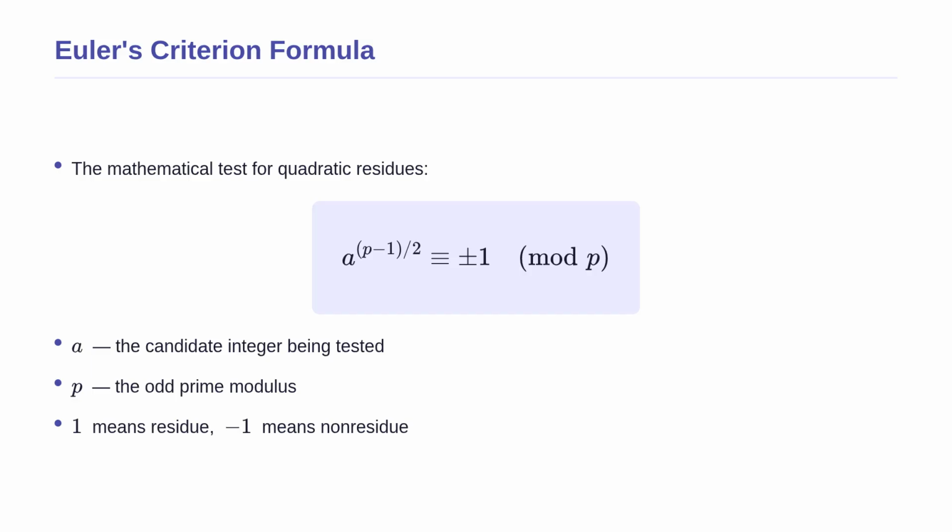Now that we understand what a quadratic residue is, let us look at how Euler's criterion tests for it. This formula is our magical ID scanner. You take your candidate number a and raise it to the power of (p minus 1) divided by 2. If the result is congruent to positive 1 modulo p, the number is a perfect square and is allowed in. If the exact same calculation results in negative 1, the number is a non-residue and is rejected.